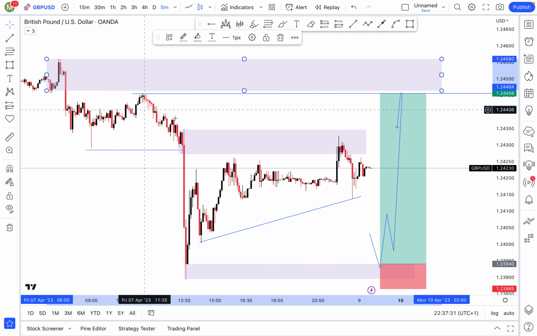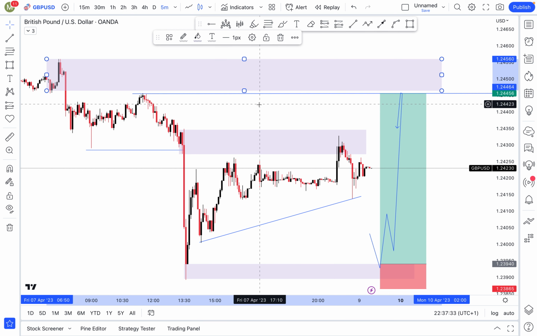But I need to see what I want to see. Once I see what I want to see, that's good. So that's just that for Great British Pound, and also looking at the EURUSD.